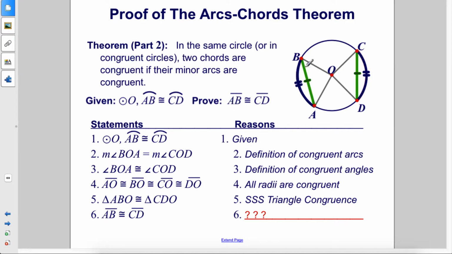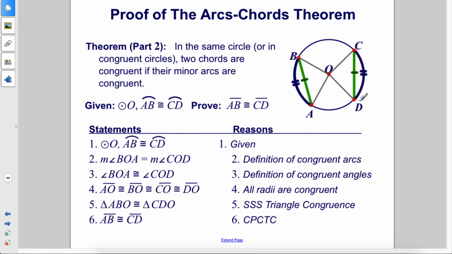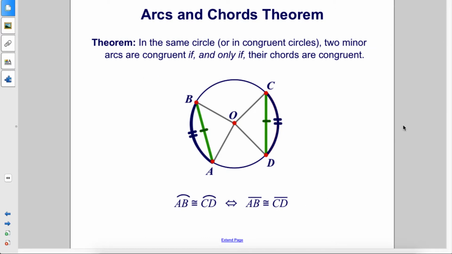Therefore, chord AB is congruent to chord CD because corresponding parts of congruent triangles are congruent. In summary, we have the theorem. In the same circle or in congruent circles, two minor arcs are congruent if and only if their chords are congruent. Arc AB is congruent to arc CD if and only if chord AB is congruent to chord CD.